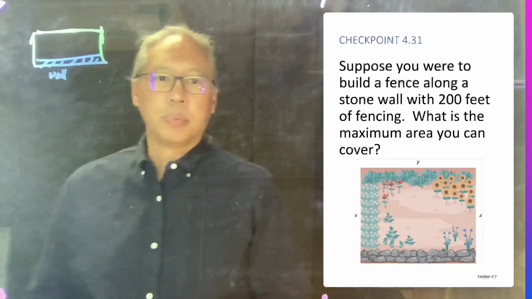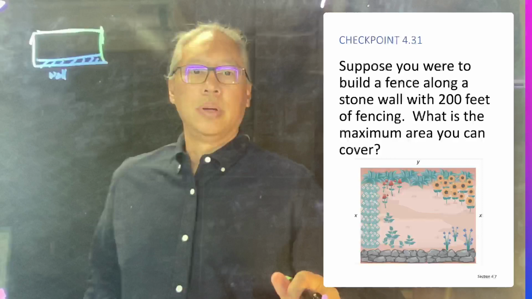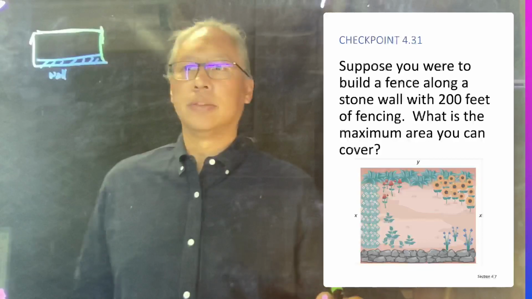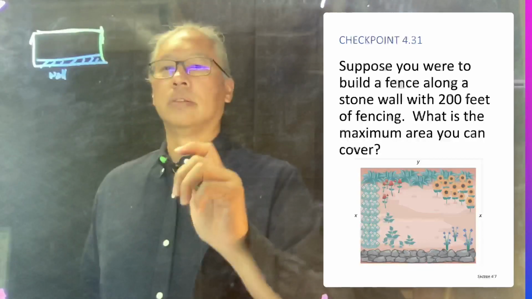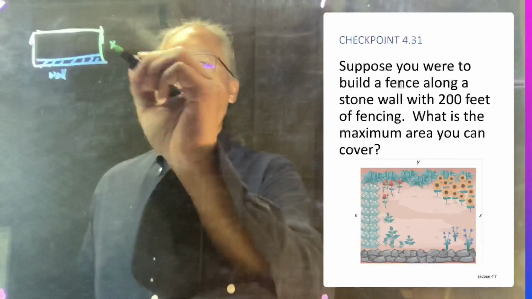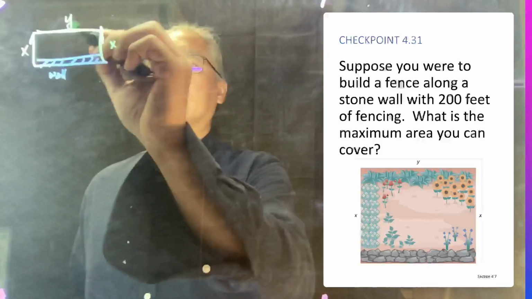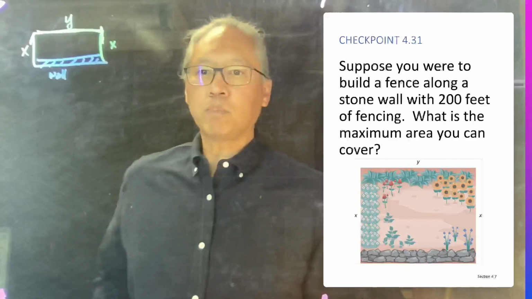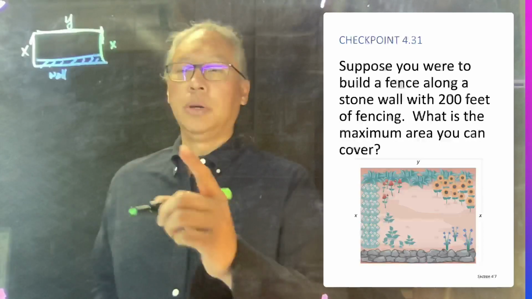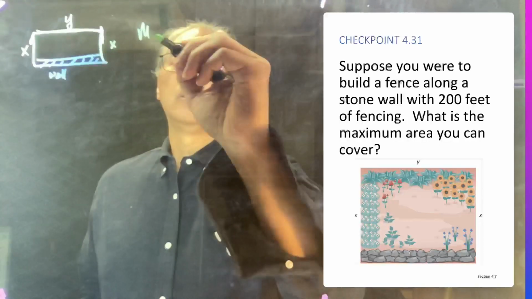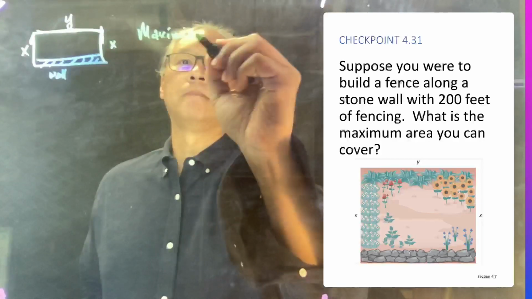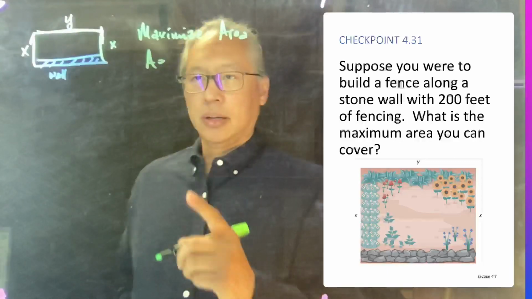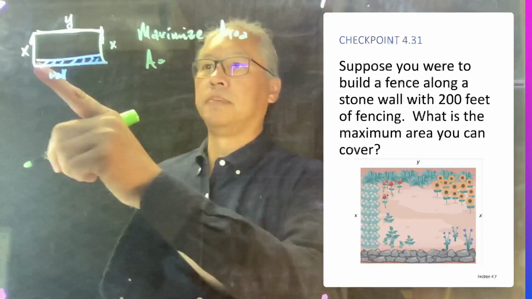And so you want to build this fence with 200 feet of fencing, and what is the maximum area you can cover? So first of all, we're drawing our diagram and identifying some important variables that we might be using. So let's say we have x and y, and we want to maximize the area, and so the area of this particular drawing here is going to be x times y.